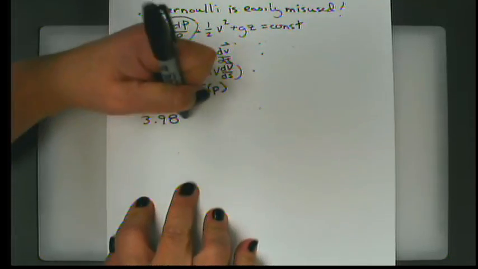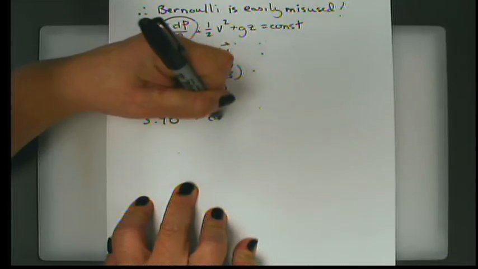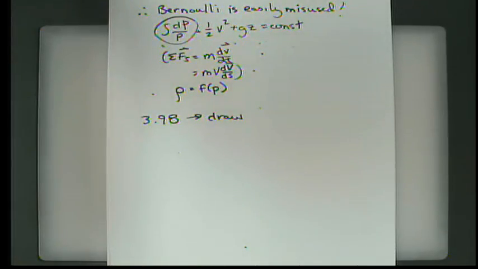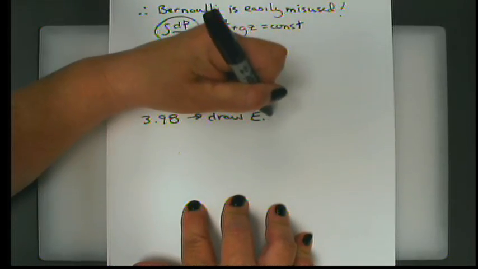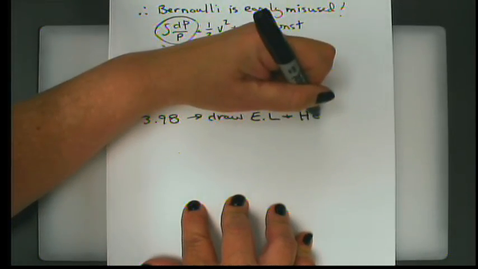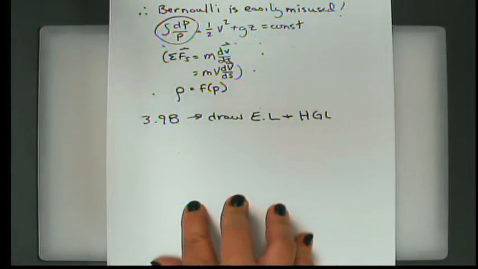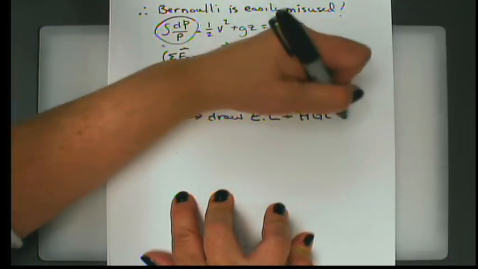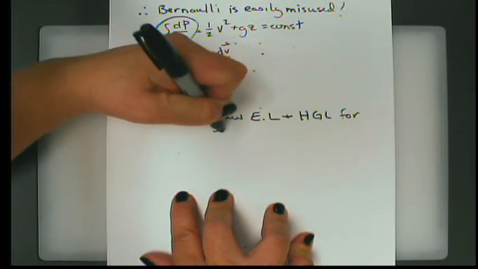So we're actually going to have to do problem 3.60 before we're able to draw the hydraulic grade line and the energy line for that problem. So let's go back. Let's just write our instructions. 3.98: Draw the energy line and the hydraulic grade line for the flow problem in 3.60.